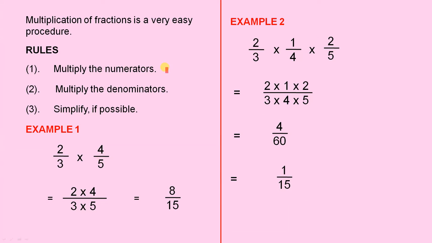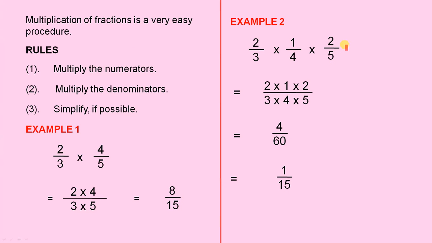The first rule says multiply the numerators, so that's 2 times 4. The next part is multiply the denominators, 3 times 5. 2 times 4 is 8. 3 times 5 is 15, so the answer is 8 over 15.